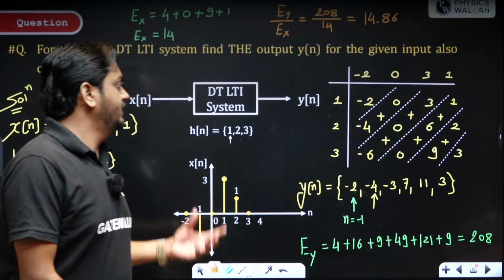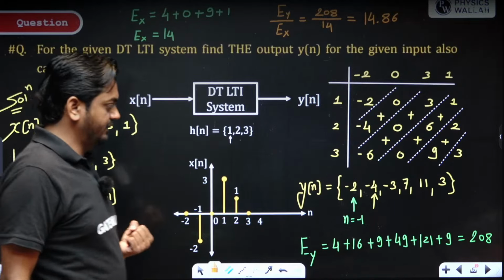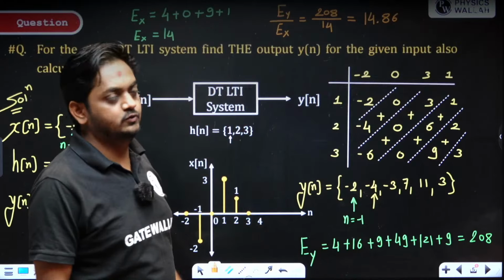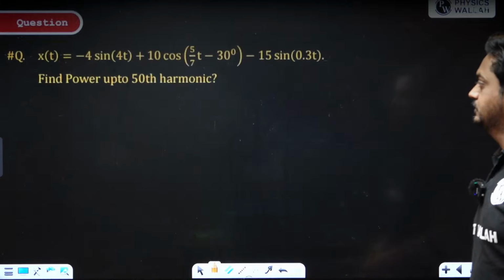Okay. So here we are getting 14.86, guys. So first of all you have to find output y of n, then we can find the energy of y of n, we can find the energy of the input signal, and we can find the ratio at the last. Got it? I hope everyone got the solution for this question.